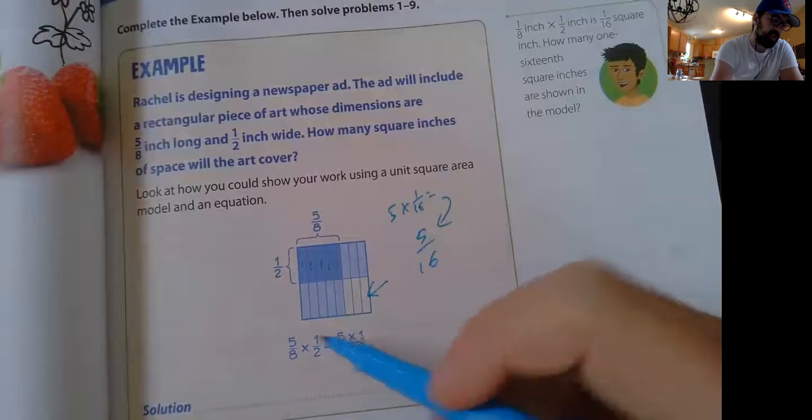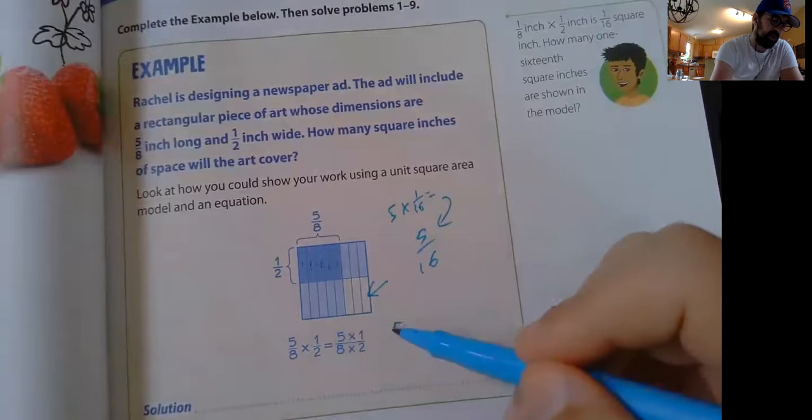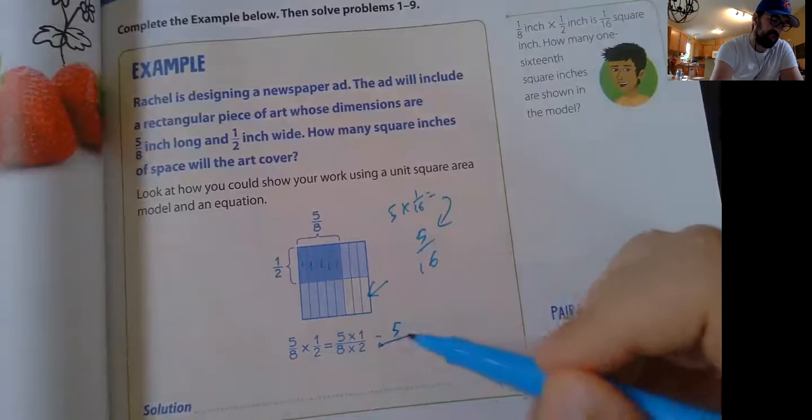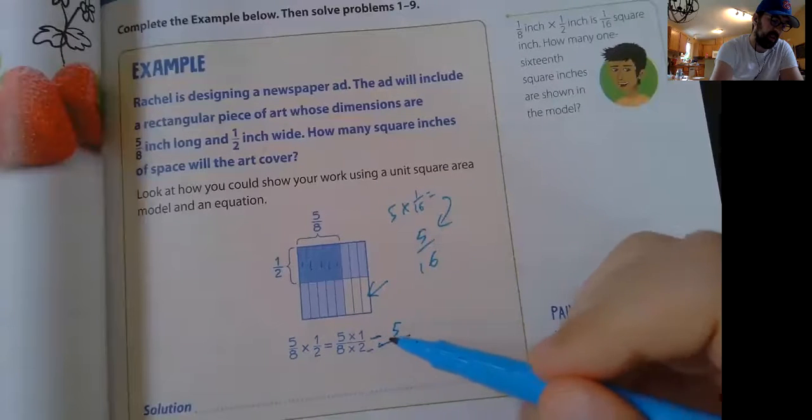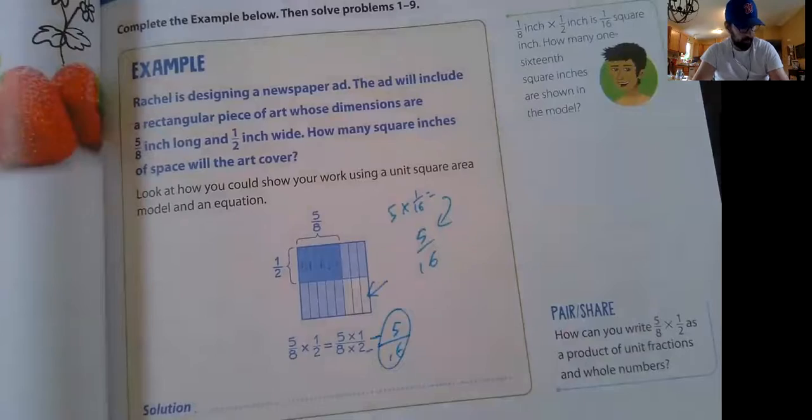Also, we can look at this as when we multiply across here: 5 times 1 is 5, and 8 times 2 is 16. There's our 5/16, right? Okay.